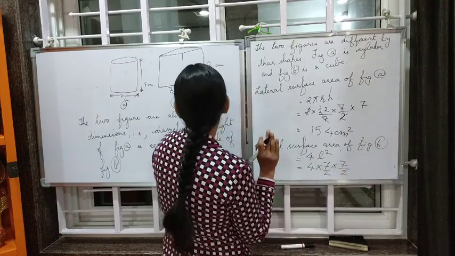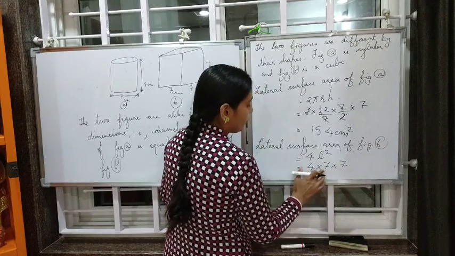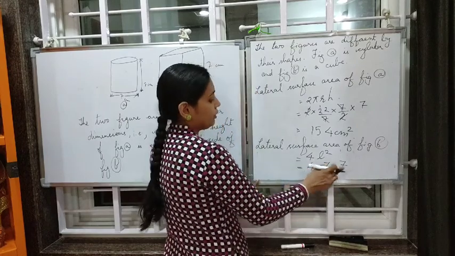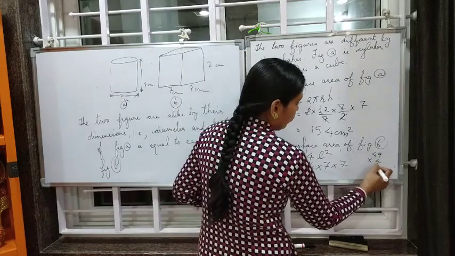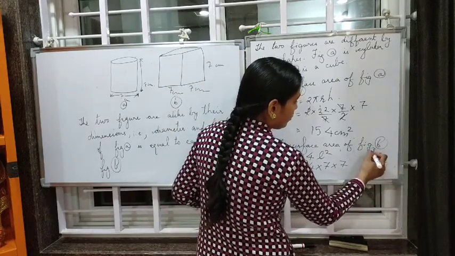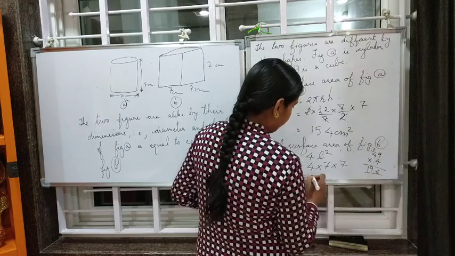Why 7 by 2? 4 into 7 into 7, sorry. Okay, it is not reduced. 4 into 7 into 7. So 7 sevens are 49. 49 into 4. 4 nines are 36. 4 fours are 16, 17, 18, 19. So it is 196.